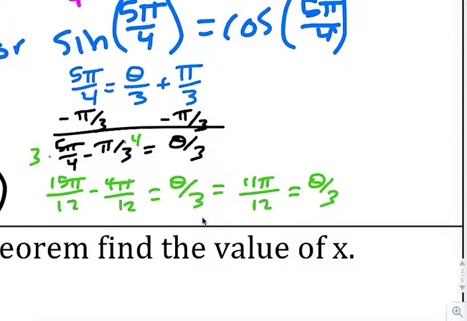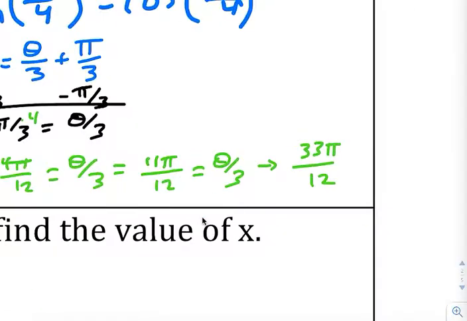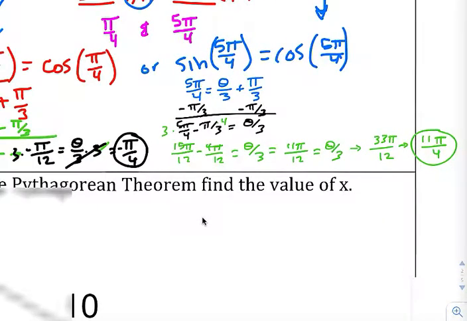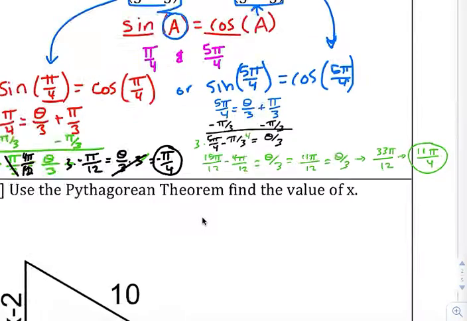Now multiply both sides by 3 to get theta by itself. And we have 33 pi over 12. Now that's reducible. I can take 3 out of both terms, so we have 11 pi over 4. And those would be our two answers: negative pi over 4 and 11 pi over 4.